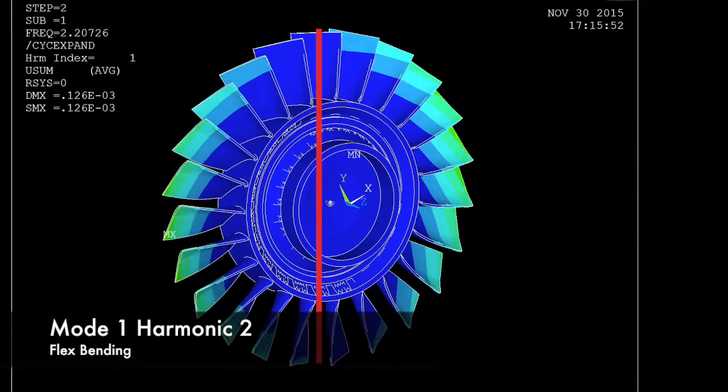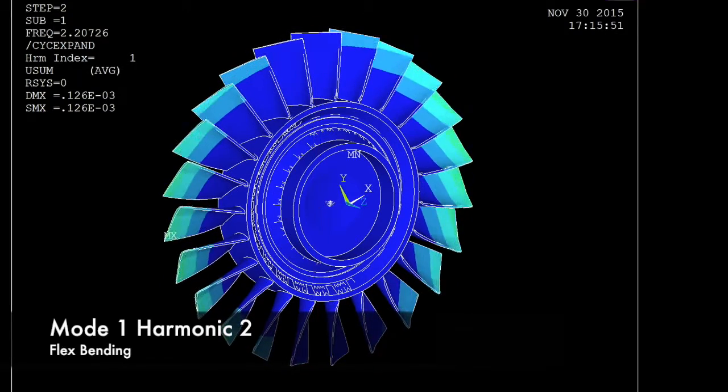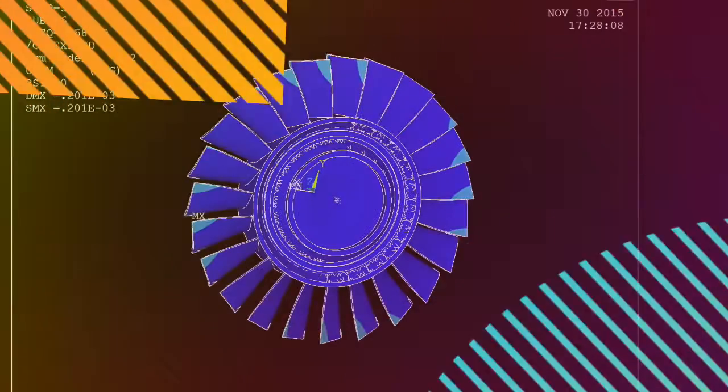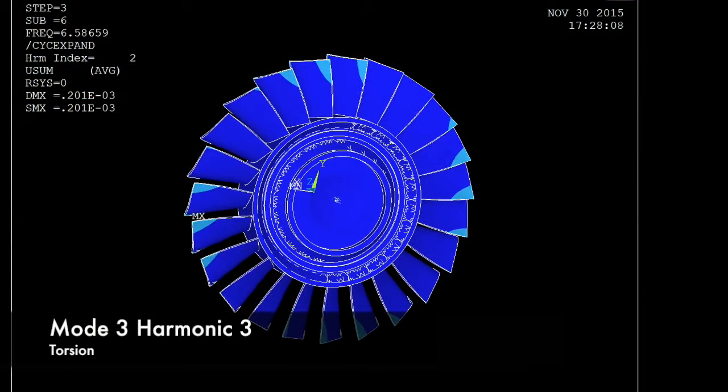A nodal diameter is a line stretching across the entire disk that has no response. Notice that the two sides of the disk are out of phase with each other now. Increasing in harmonic number increases the amount of nodal diameters up to half the number of sectors.